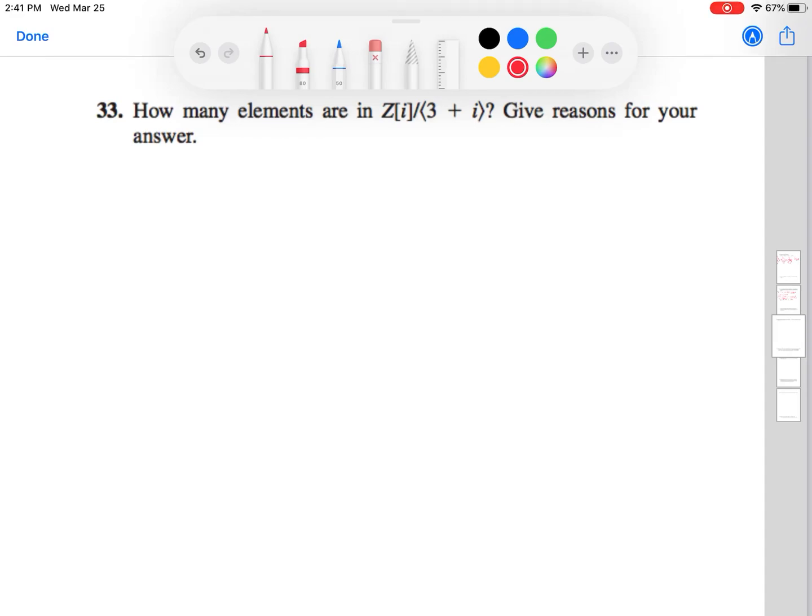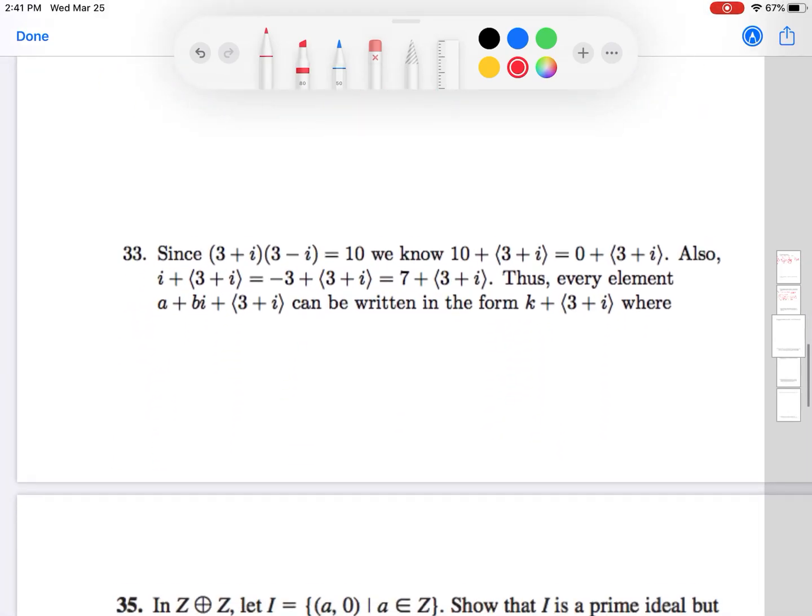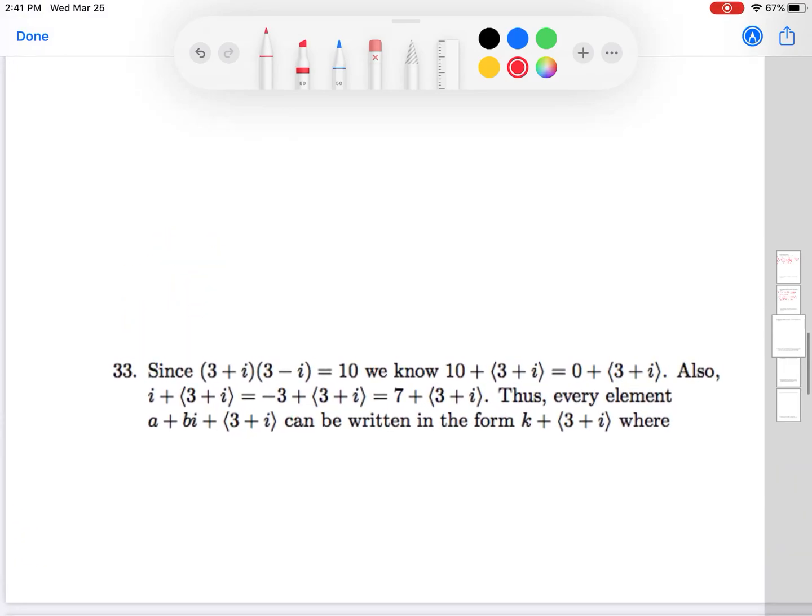All right. How many elements are there in the Gaussian integers over the cyclic ideal generated by 3 plus i? Give reasons for your answer. And for this one, I'm going to reference and have us read through together the solution given by the book.